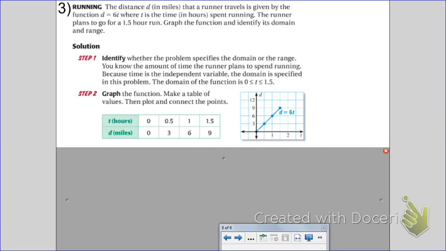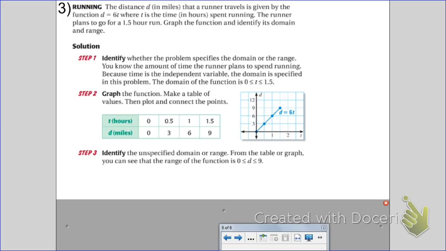So when I went to plot those points, notice this time I'm not getting a ray, I'm getting a line segment, because my domain was specified at 0 and it was specified at 1.5. It can't go beyond either of those. So this line segment is not going to have any arrows on it because it needs to stay between those two numbers. And then finally, we need to look at the range.